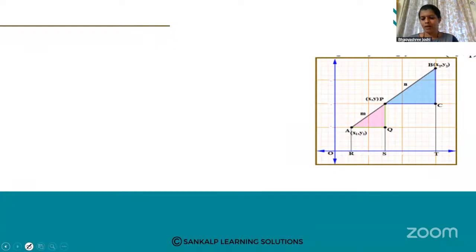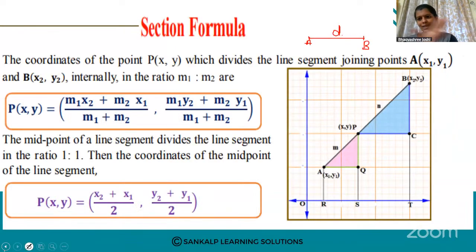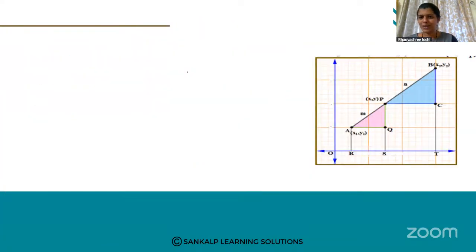See, first note this down, then I will give you the introduction. The coordinates of point P(x, y), which divides the line segment joining the points A(x1, y1) and B(x2, y2) internally in the ratio m1 is to m2. Did you understand anything? Just we'll take one example.